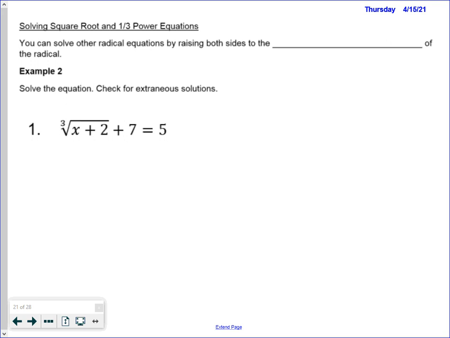Okay, so now we're going to talk about solving cube root and 1/3 power equations. It says square root, but it should say cube root. So we can solve other radical equations by raising both sides to the index of the radical. And if you forgot what an index is, if we have something like the cube root of x plus 7, that 3 inside that little v part of the radical, that's your index. In other words, it's your root.